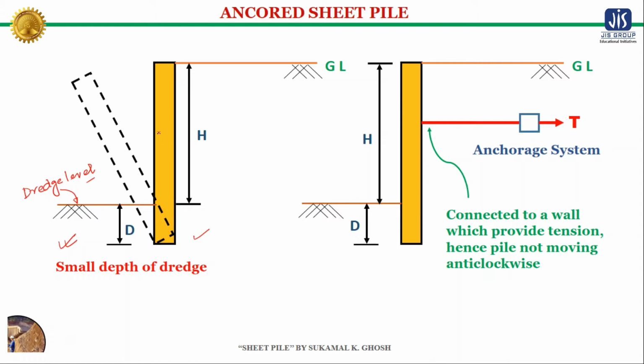You may see in this figure, this is the initial position of the sheet pile, but due to the lateral pressure provided by this backfill and due to the small depth below the dredge level, the sheet pile is trying to move to this side. So this dotted shape is the later position due to the horizontal or lateral pressure provided by this backfill. This is the backfill, right?